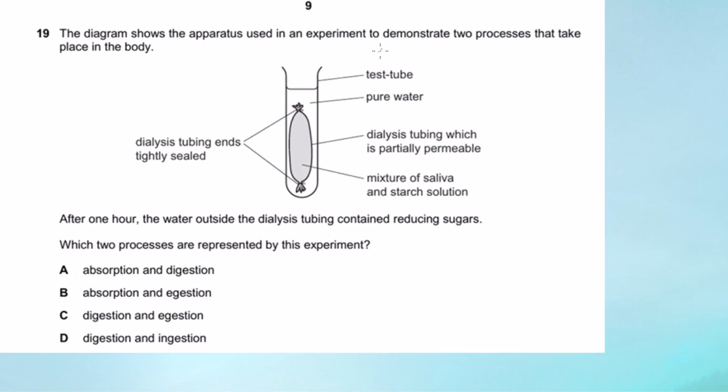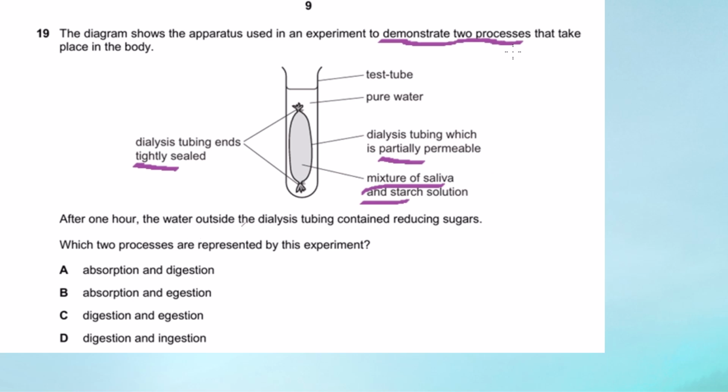So here again, we are given an experiment we have to look at, and we have to talk about how it demonstrates two processes that take place in the body. We have a tube here, a dialysis tube that's sealed. And if you remember the dialysis tube, it's partly permeable so that small molecules can move over the membrane. And we're told that in here is a mixture of saliva and starch solution. And then we know that saliva contains enzyme that'll break starch down from a long molecule to a shorter molecule.